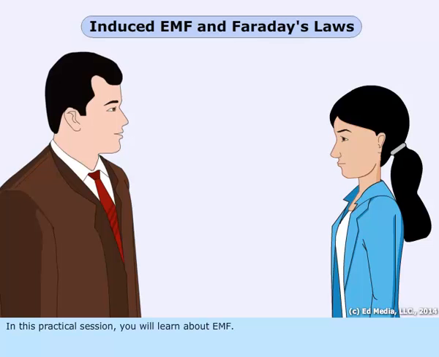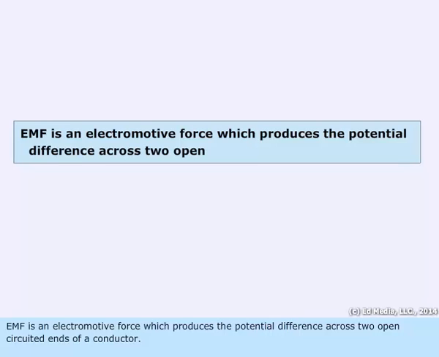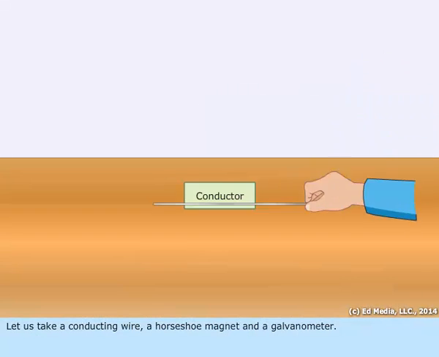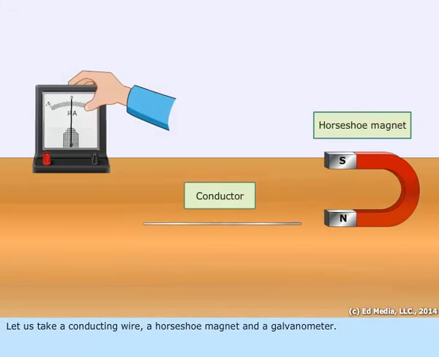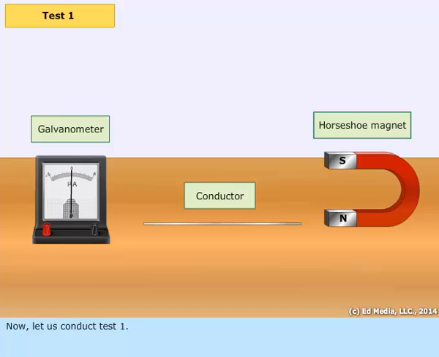In this practical session, you will learn about EMF. EMF is an electromotive force which produces the potential difference across two open-circuited ends of a conductor. Let us take a conducting wire, a horseshoe magnet, and a galvanometer. Now, let us conduct test number 1.